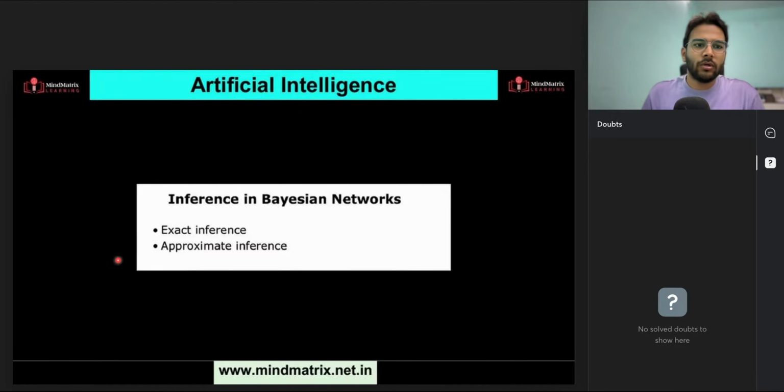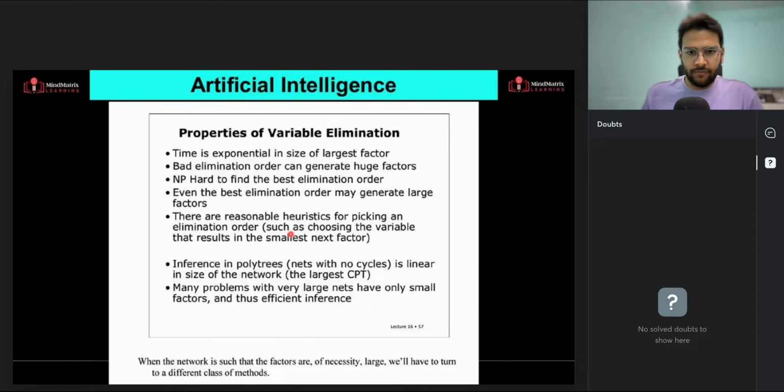So if you see here, as I told you just now, when we talk about Bayesian inference in Bayesian networks, we have two types of inferences. One is exact inference and the other one is approximate inference. When exact inference is not feasible or computationally very expensive, then we go for approximate inference, right? If you remember this slide, I included it in the previous lecture, and it is talking about the properties of the variable elimination algorithm, right?